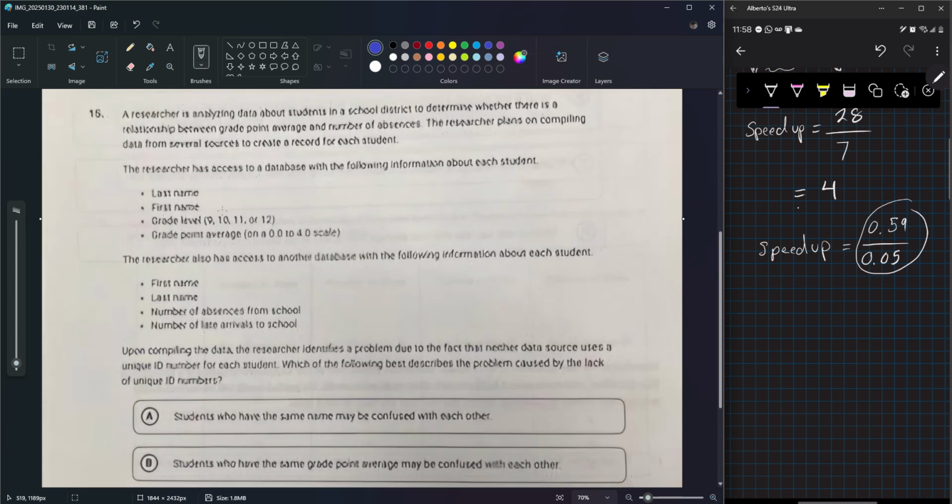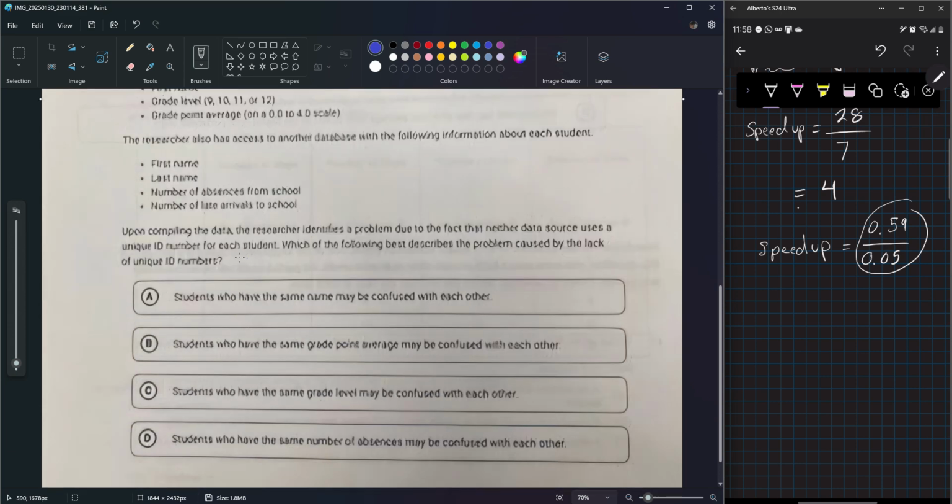So you have last name, first name, grade level, and GPA. The researcher also has access to another database with the following information about each student. So you have the absences and the late arrivals. Upon comparing the data, the researcher identifies a problem due to the fact that neither data source uses a unique ID number for each student. Which one best describes the problem caused by the lack of unique ID numbers?